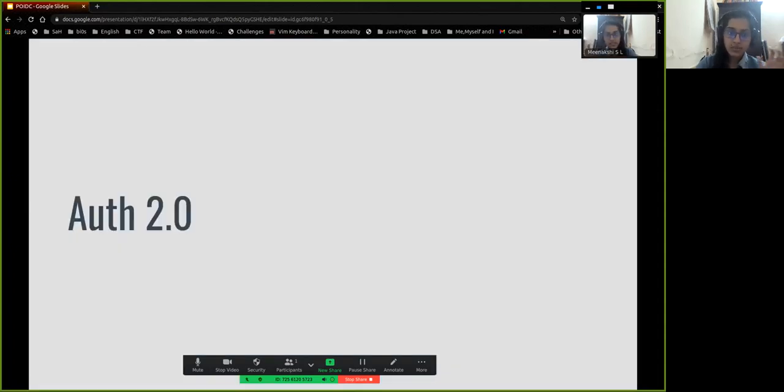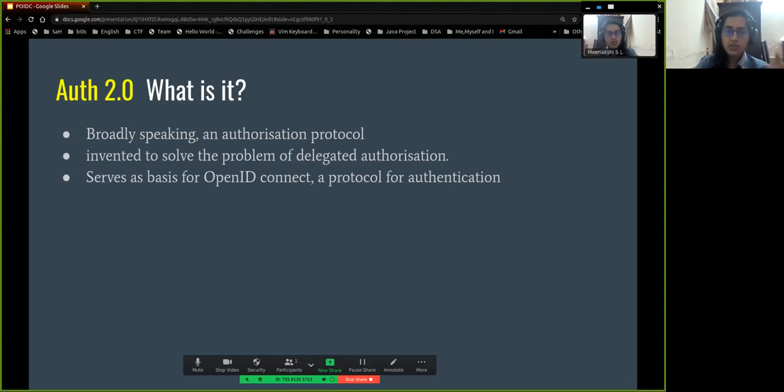Now let's look into OAuth 2.0. OAuth 2.0 is, broadly speaking, an authorization protocol. It was invented to solve the problem of delegated authorization, which is the same thing I said earlier about WhatsApp asking permission from the contacts app to get access to a particular part of the resource and so on. And it also forms a basis for OpenID Connect, a protocol for authentication.